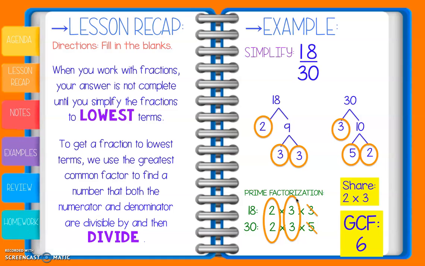Now what we're going to do, we're actually going to use that for something today. We're going to take that up into our fraction, and I'm going to divide the numerator by 6, and I'm going to divide the denominator by 6. When I do that, I get that 18 divided by 6 is 3, and 30 divided by 6 is 5. So we get our fraction in simplest terms. That's our lowest form, 3/5, so that's our final answer.